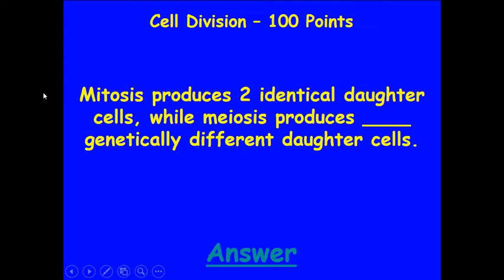Mitosis produces two identical daughter cells, while meiosis produces blank genetically different daughter cells. Should be an easy one. It is a number that I am looking for. About 5 more seconds.